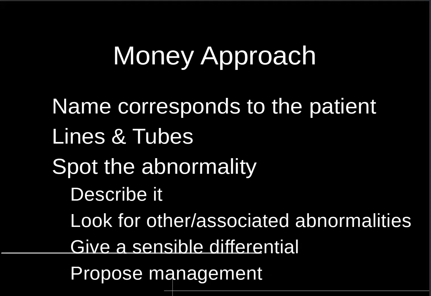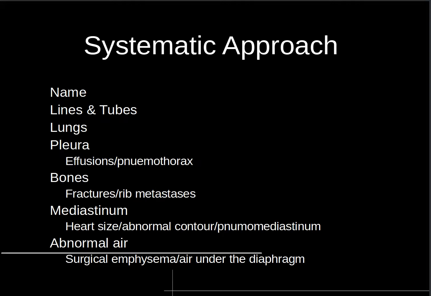Now, if you can't see the abnormality, then revert to the systematic approach. This is the basics of the money approach, which is name, lines and tubes. And then what you do is you look at the individual structures individually. So lungs, look for airspace opacification, pneumothorax. Pleura, look for effusions, look for thickening, look for pneumothorax. Look at the bones, look for fractures or rib lesions that could be metastases.